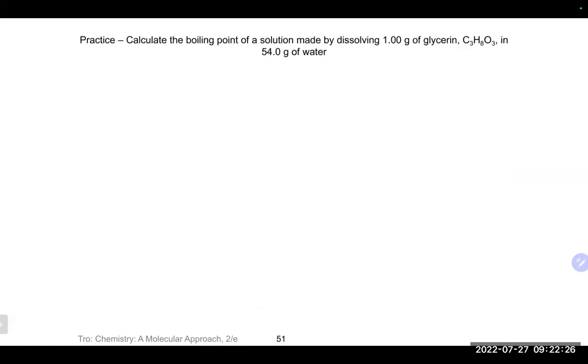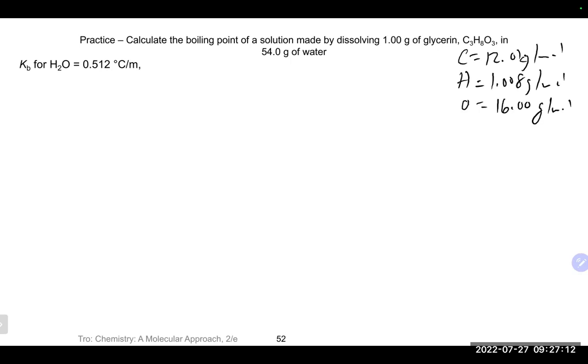All right, so why don't we try this one here? Calculate the boiling point of a solution made by dissolving 1 gram of glycerin in 54 grams of water. Okay, let's take a look here since we're getting to the end. We're obviously once again looking at boiling point in this case, so we'll use our boiling point equation here.